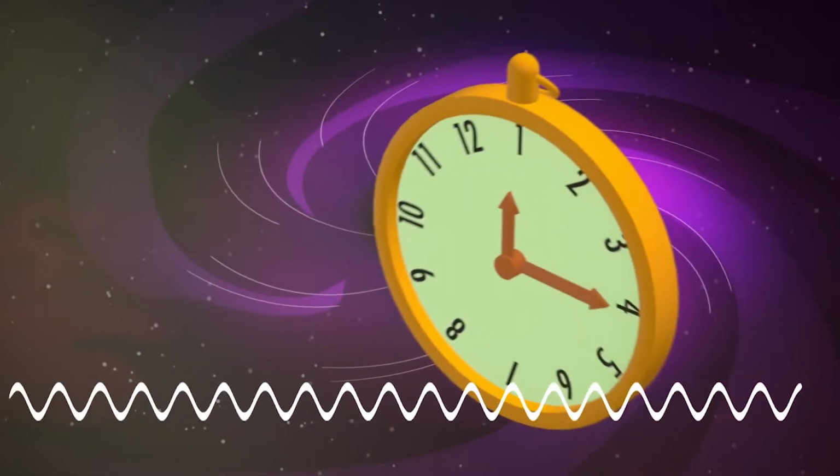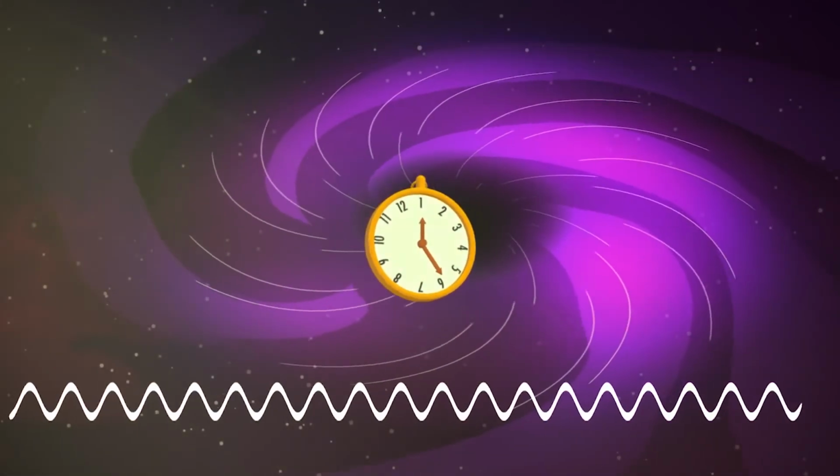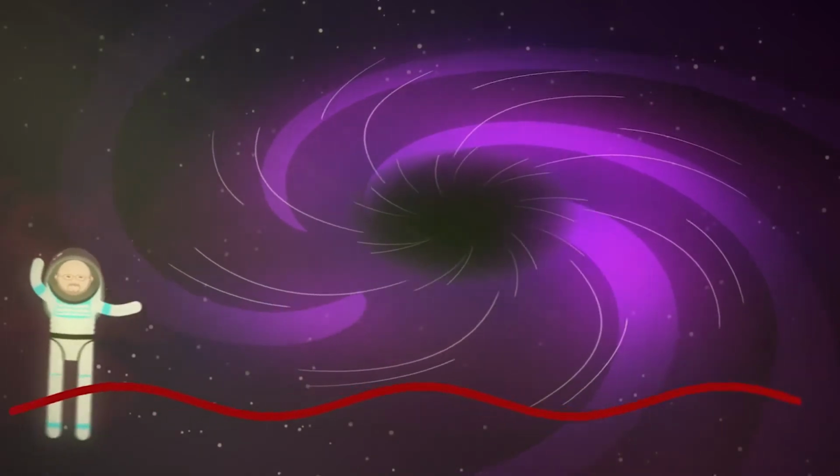Imagine our clock is based on the frequency of the radiation. As the wavelength becomes lengthened, the wave crests are further apart, causing the clock to appear to slow down. This phenomenon is called time dilation.